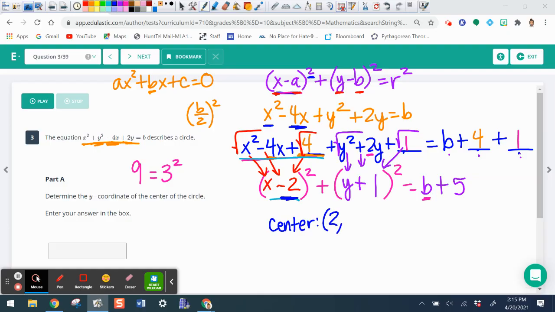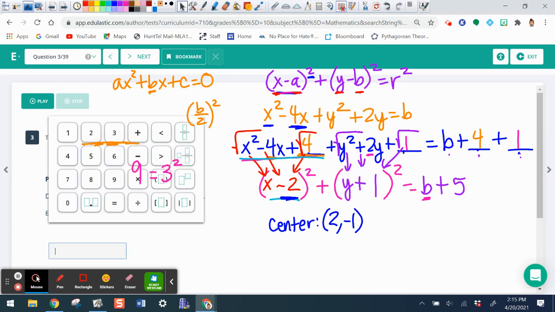And if it's y plus 1, the y coordinate for our center is actually negative 1, because it would truthfully be y minus a negative 1. So our center is 2, negative 1. And so all they've asked for us on part A, or at least in this box, is to input the y coordinate. So we're dealing with a negative 1.